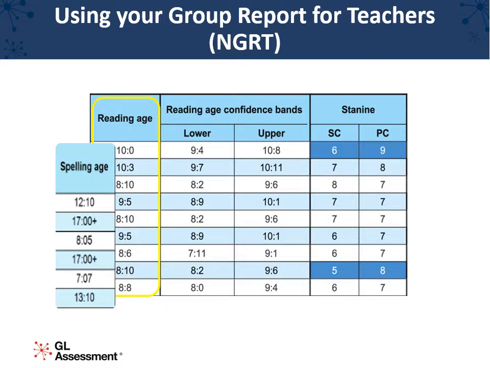We can also see stanines, here for both the sentence completion and passage comprehension sections of the reading test. The dark blue cells highlight a disparity of 3 or more stanines between the sentence completion and passage comprehension sections, and this may form a focus for working with that student.